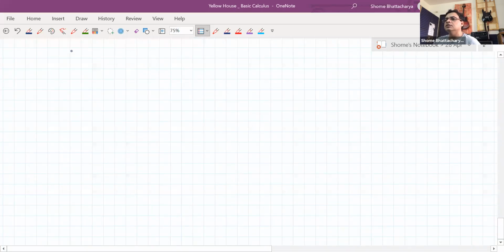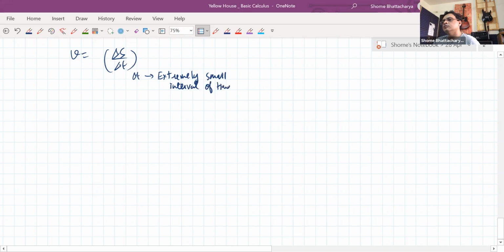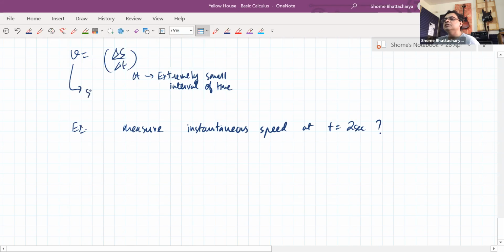So in instantaneous speed, v is equal to delta S by delta T, where delta T should be an extremely small interval of time. For example, if I'm asking you to measure the instantaneous speed at t equal to 2 seconds, let's say, because instantaneous speed basically means speed at an instant.